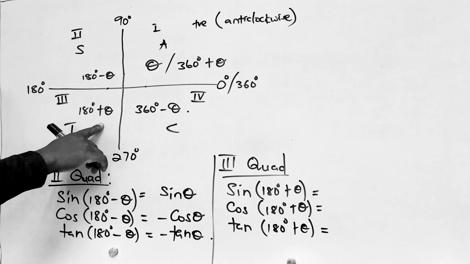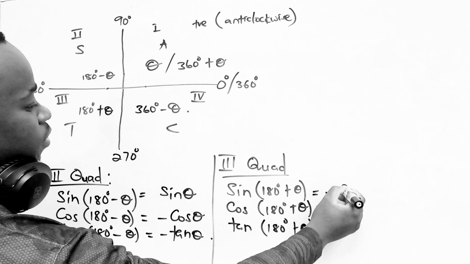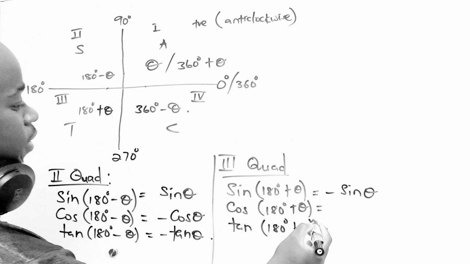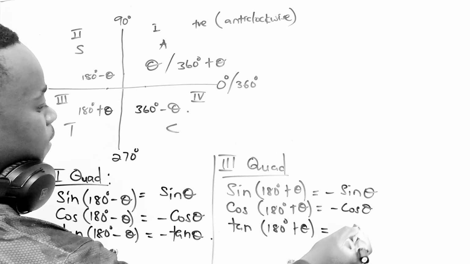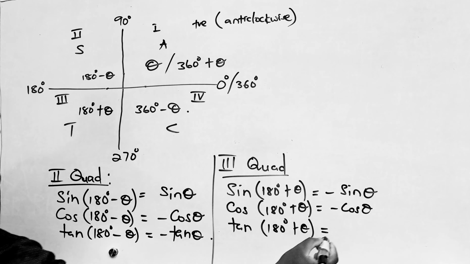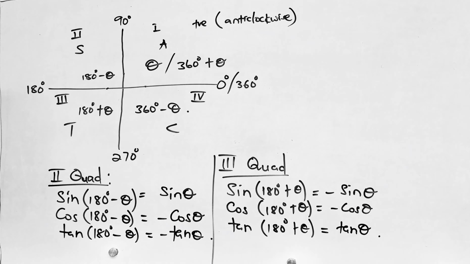Then we check is sine positive or negative in the third quadrant. Sine is negative, so it reduces to negative sine theta. Cos is negative, it reduces to negative cos theta. Then tan is positive, so it reduces to tan theta. So this is how we apply reduction formula on positive angles.